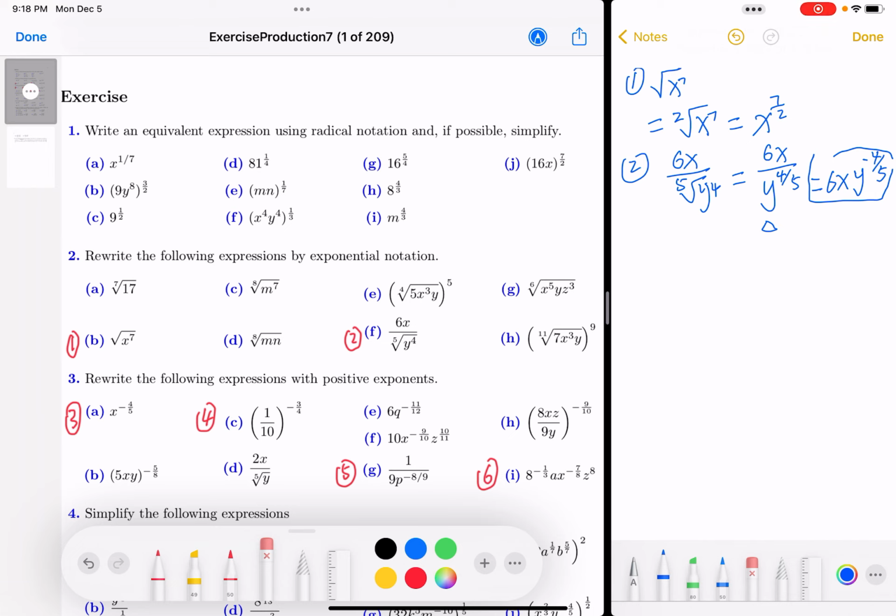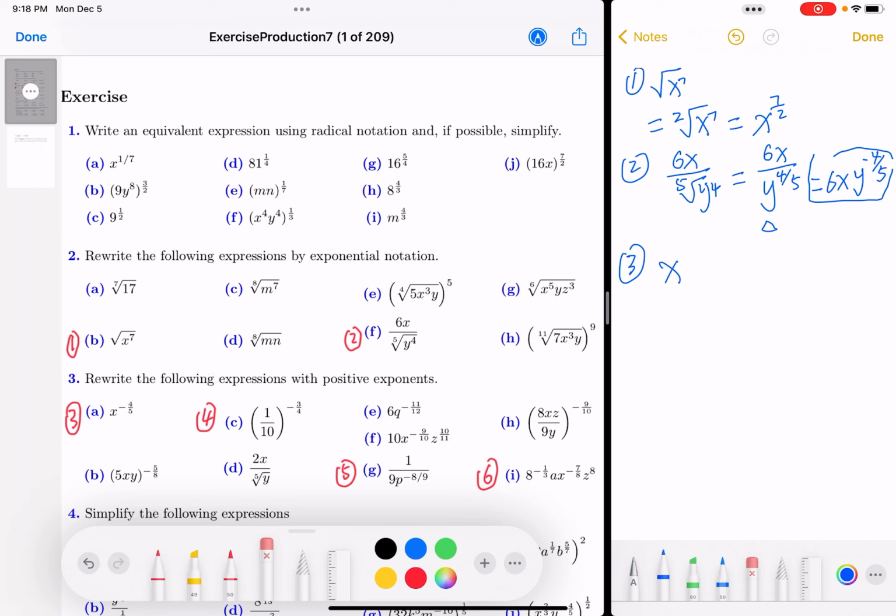Okay, now question 3. Question 3 is, we want to write the following expressions with positive exponents. You can see here the exponent has a negative sign. We want to eliminate those negative signs. It's not convenient.